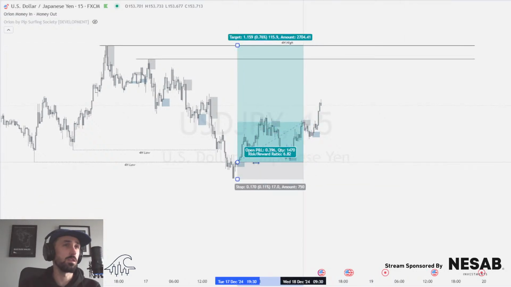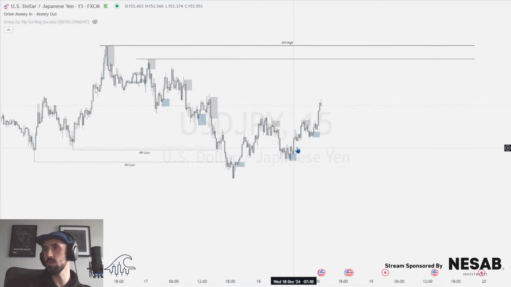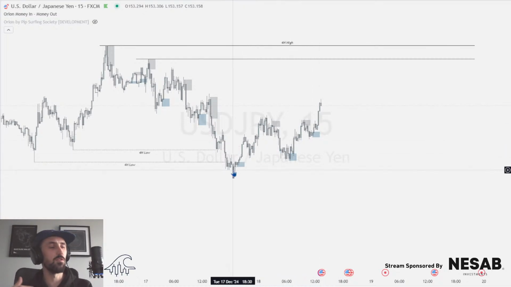It's actually a pretty decent RR, but no tap in. So how are you meant to trade it if the price doesn't come back to your area? Now, I've said it before that there's always going to be someone that has an idea of let's trade from the FVG, let's trade from the order block, let's trade from whatever. There's many different elements you can add.